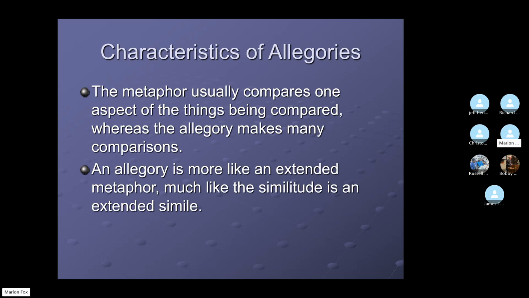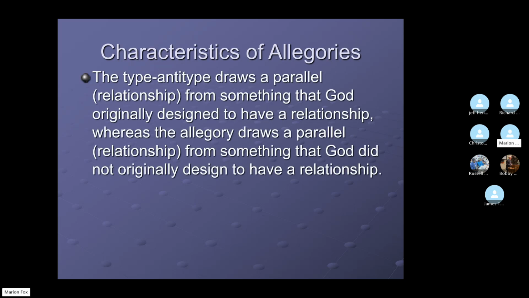Any questions so far? The type and antitype, let's go back. We've gone through the types and antitypes. The type and antitype draws a parallel or a relationship from something that God originally designed to have a relationship. So God designed a type to represent the antitype in the future. It was by design, by God's design, that he used the type. A type is really a form of prophecy, and it's in a sense prophetic. So God designed it. If it's a type, antitype, God designed the type to represent the antitype.